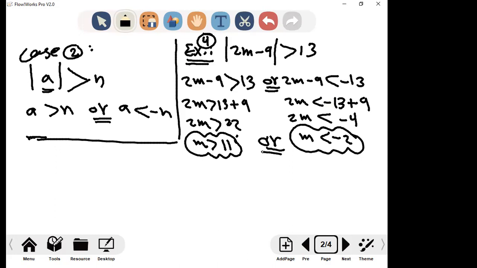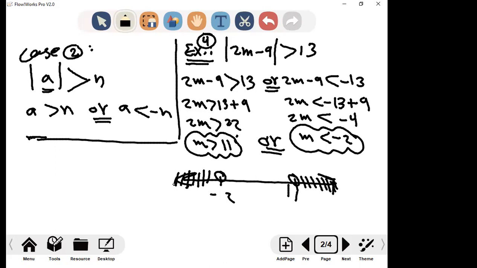When I say or, one solution of them is acceptable. Remember, chips and chocolate, chips or chocolate, right? This is negative 2, this is 11, and here open circles, right? M more than 11, so I'm going to the right of the 11. M less than negative 2, I'm going to the left of negative 2.